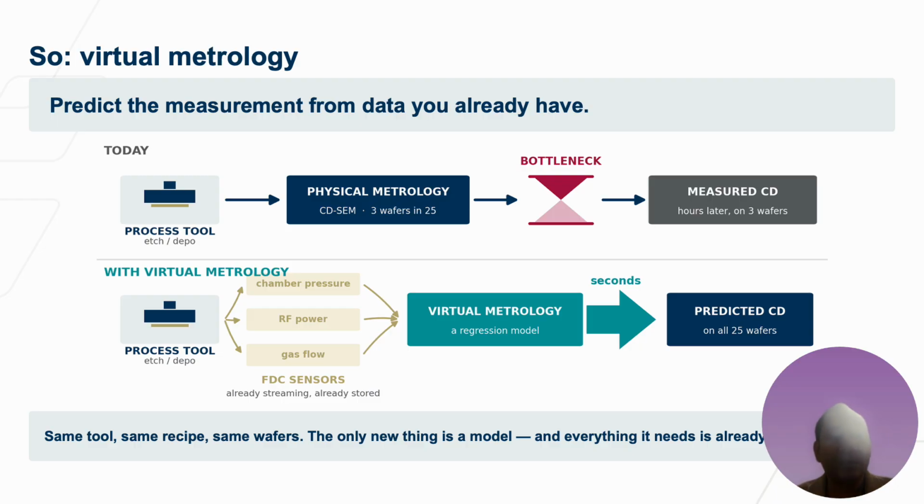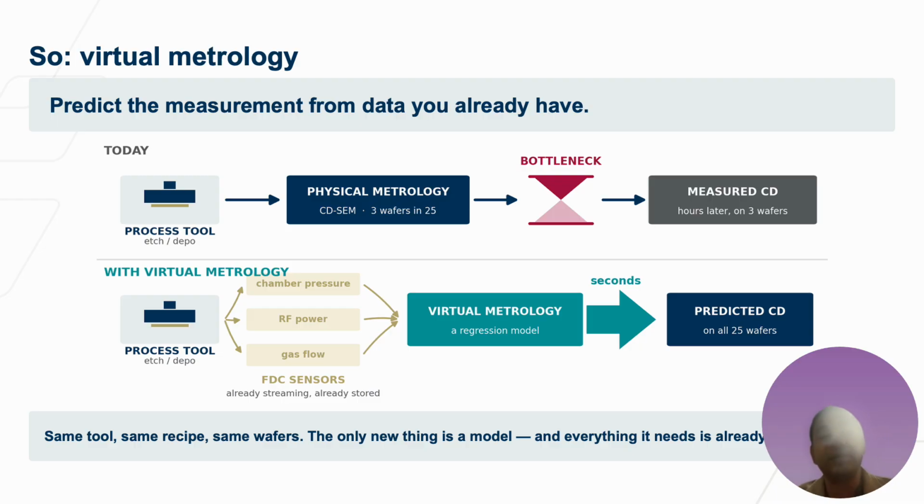The top row is today. A lot goes through the etcher, then 3 wafers out, 25 wafers go to CDSM and the other 22 go straight on to the next step. Then hourglass. That queue is the whole problem. There is one CDSM and a great many process steps that all want it. So the measurement you eventually get is late and it describes 3 wafers. Slow, expensive in capacity and sparse.